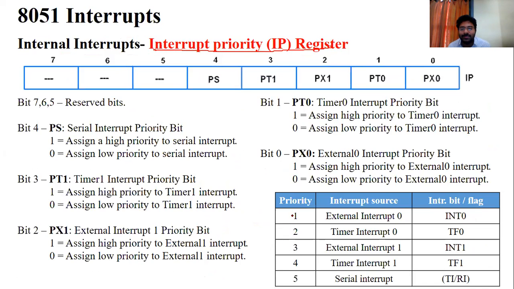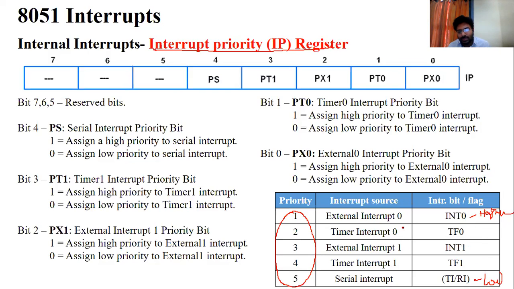Now see this, this is the priority. So priority 1: external interrupt 0 is the highest priority. Then timer interrupt 0 is the second priority. Then external interrupt 1, INT 1, is the third priority. Then timer 1, TF1, is the fourth priority. Then the serial interrupt is the least priority. So this is the highest priority, and this is the least priority, low priority.